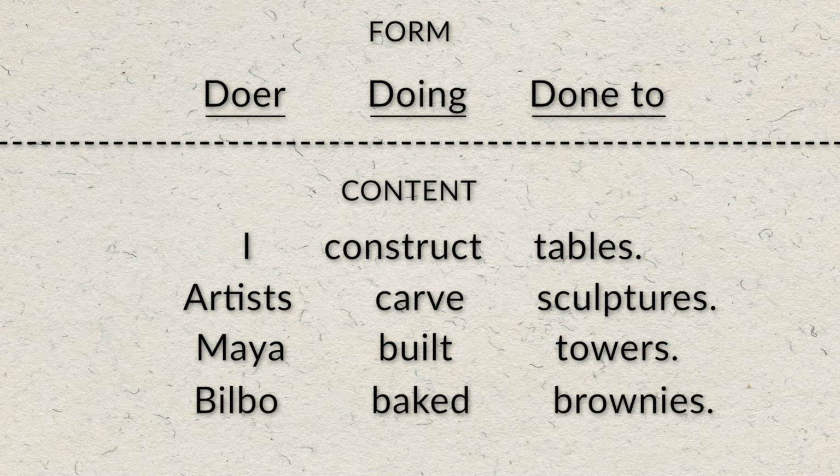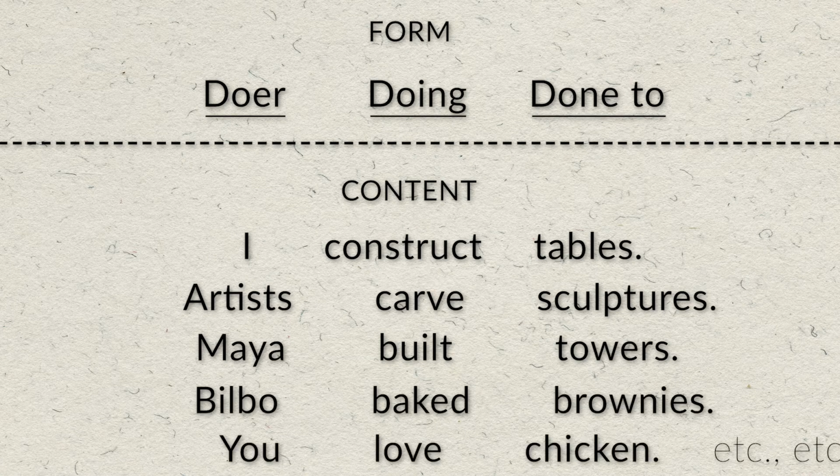With this simple form, doer, doing, done to, we can create endless amounts of simple 3-word sentences. Now, I want you to focus on writing some very simple 3-word sentences. You have to make sure 1 word for the doer, 1 word for the doing, and 1 word for what is done to.